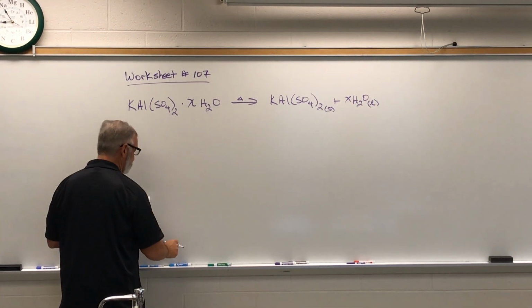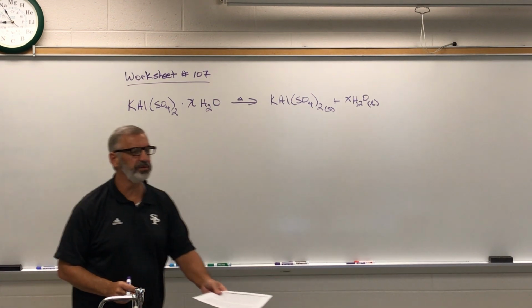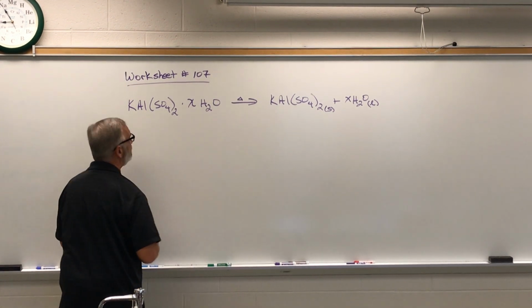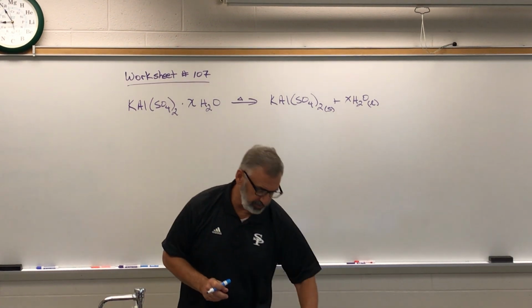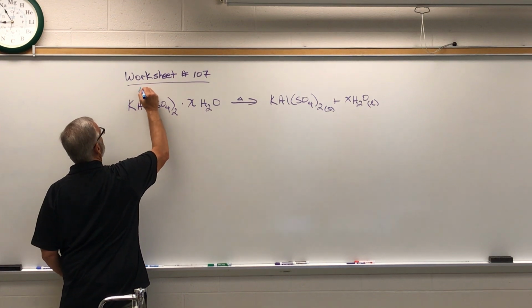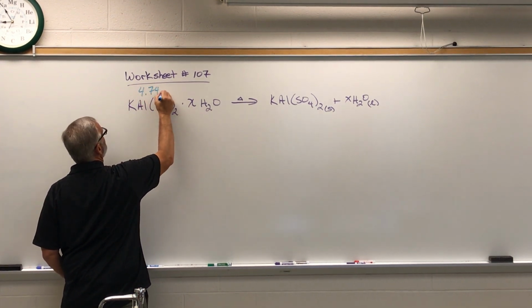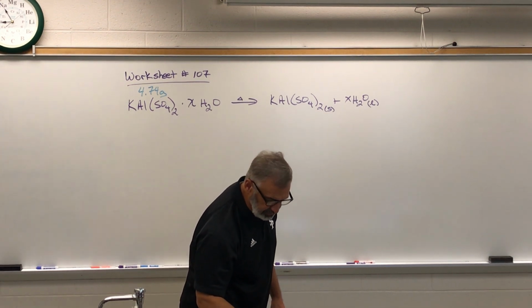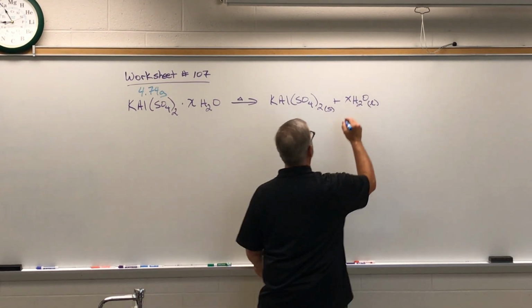Now, this is the way I like to do problems: I like to put the information either right above or right below. So I know that it tells me that I have 4.74 grams of this, and it said that 2.16 grams of water was released.